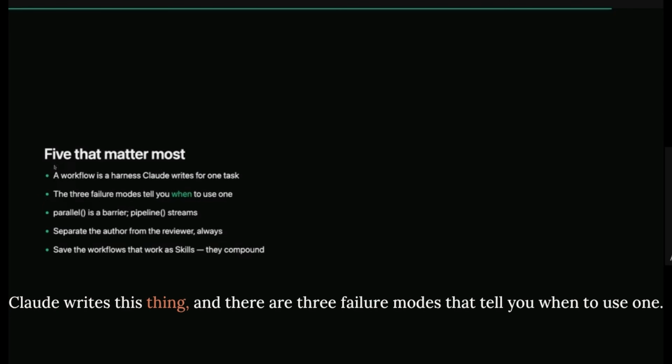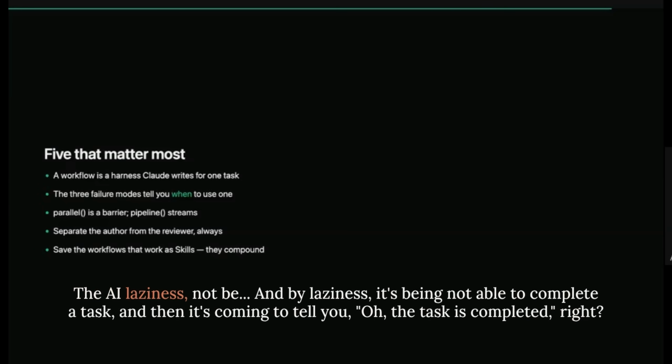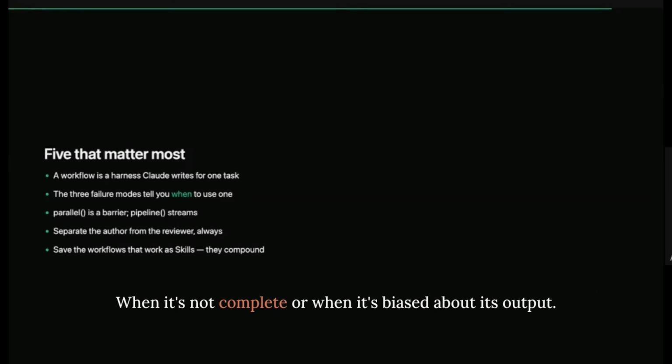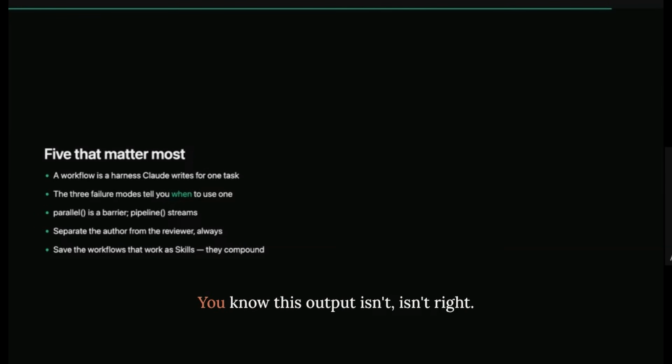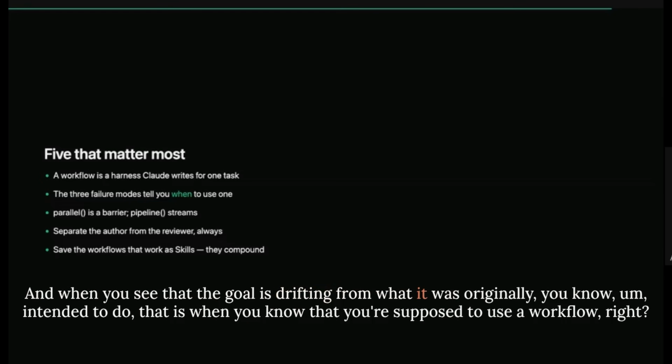Claude writes this, and there are 3 failure modes that tell you when to use one. The first failure mode is the laziness of the LLM. By laziness, I mean it is not able to complete a task, and then it comes to tell you the task is completed when it's not. Or it's biased about its output: the output is suboptimal, but the AI tells you to your face that it's good. And when you see the goal drifting from what it was originally intended to do, that is when you know you're supposed to use a workflow.